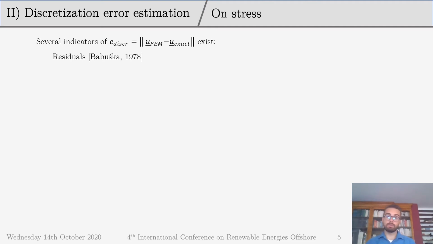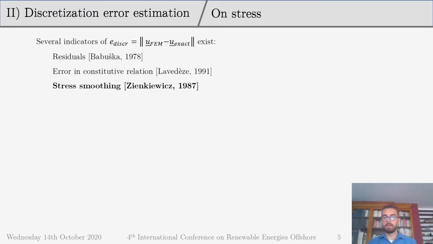One is based on residuals, and basically it is impractical because you will need to compute a constant that is purely arbitrary. The second one is based on the error in constitutive relation, but this one is impractical because it is intrusive to your FEM code and may not be used for industrial codes such as Abaqus or ANSYS. Finally, the stress smoothing technique is fairly easily implemented. You only need to approximate your exact stress field by smoothing your FEM field.